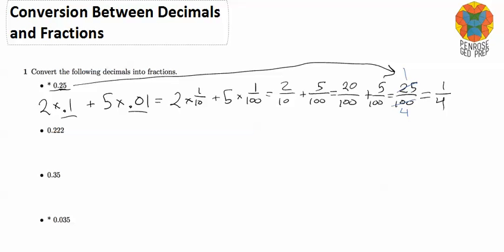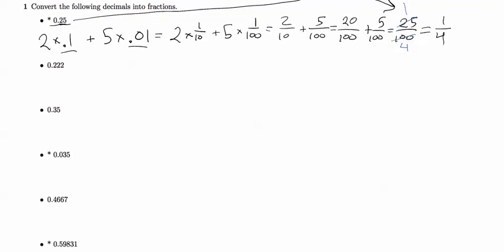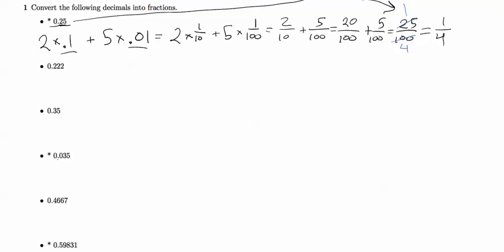So let's try the next example. Here we have 0.035. So we can think about this as, well, here's the tenths place, here's the hundredths place, and here's the thousandths place. So this is 35 thousandths, which means in our numerator we want a 35, and in our denominator we want 1,000, because it's 35 thousandths.